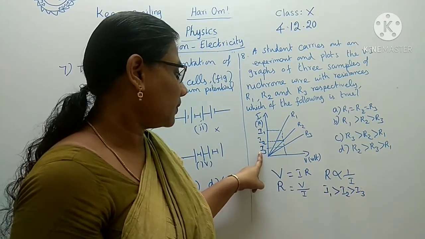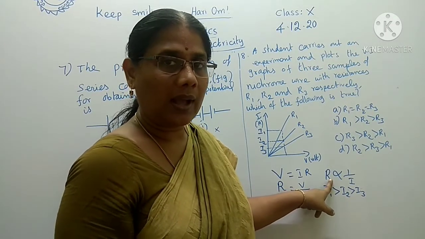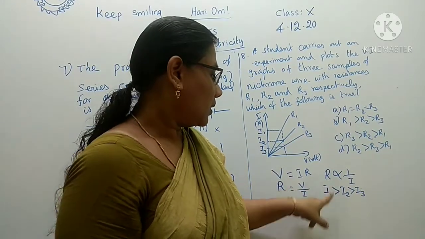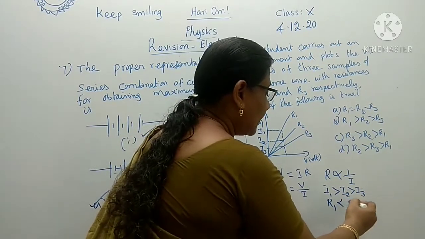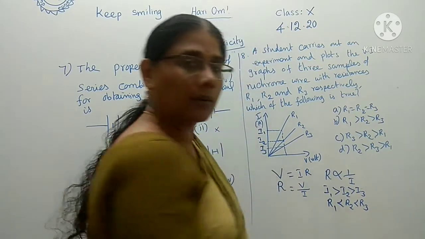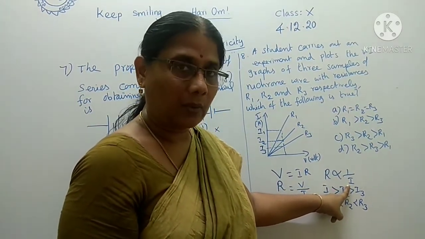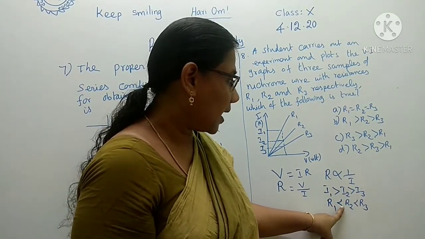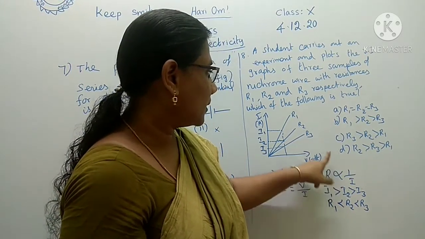But here we have found R is inversely proportional to I. If I is larger, R will be small. Therefore, we can write R1 is less than R2 is less than R3. R is inversely proportional to I, the current flowing through the resistor. So here we can write R1 is less than R2 is less than R3.